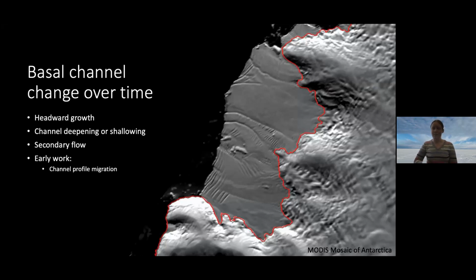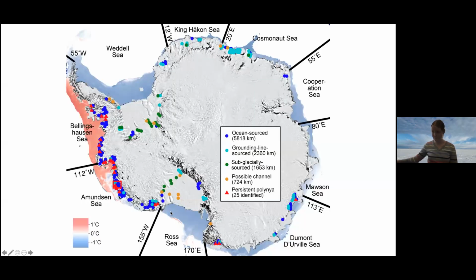Another, of course, big topic here is understanding how they change over time. And this is an area where there's been some great work so far, but I think there's a lot of work left to do on this. So I'll talk a little bit about some work that's already been done by our group and by others, and then just a moment on some of the stuff we're working on now. So there's our channel map again. We've got persistent polynyas with those little red triangles that I've added there.